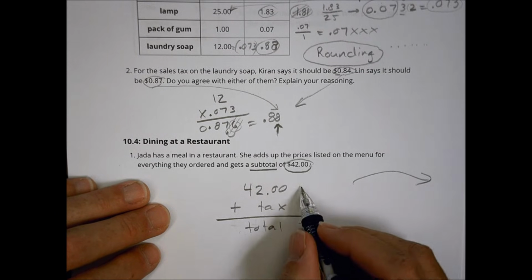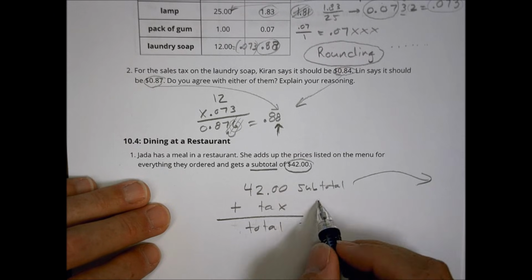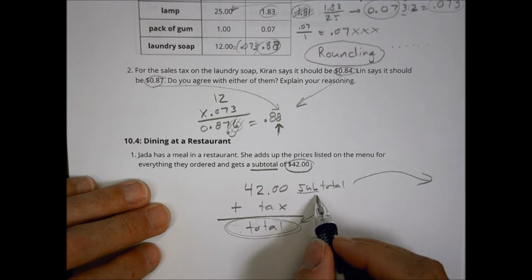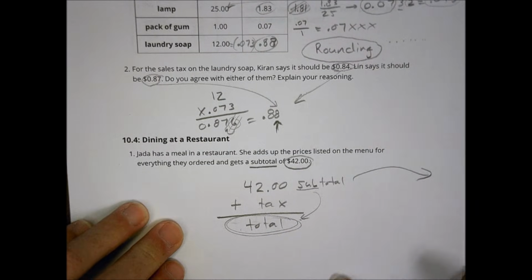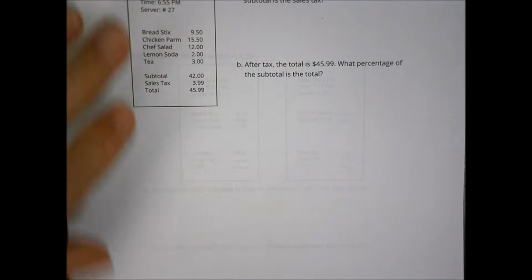Okay, this is a subtotal, which means it comes before the actual total. This is your real final amount you're going to pay. A subtotal means before taxes, before tips, before the extra stuff is added to your bill. So in this restaurant, the subtotal was $42, which we can see listed right here.